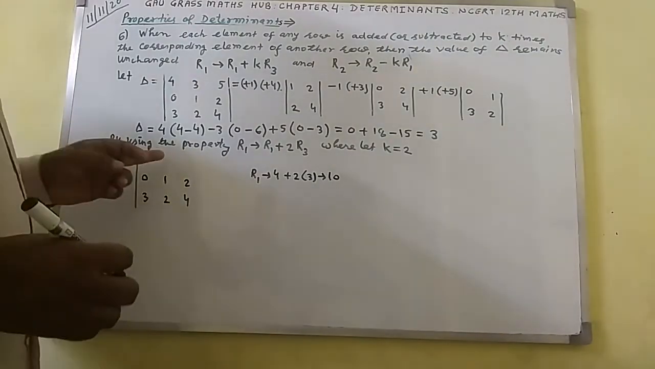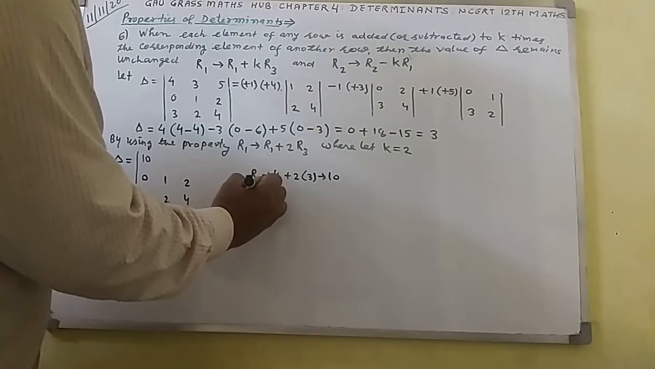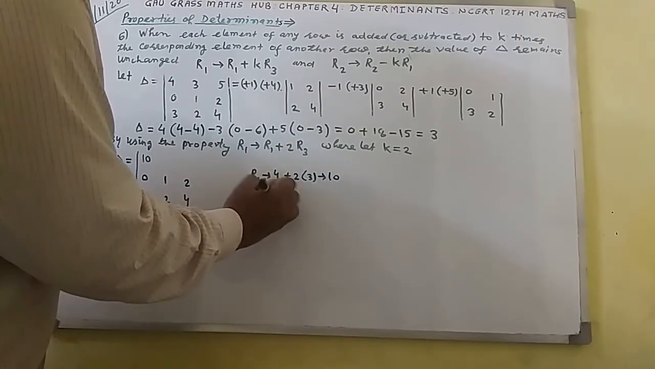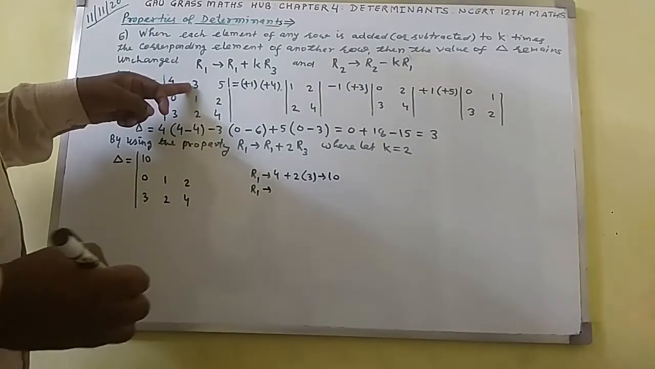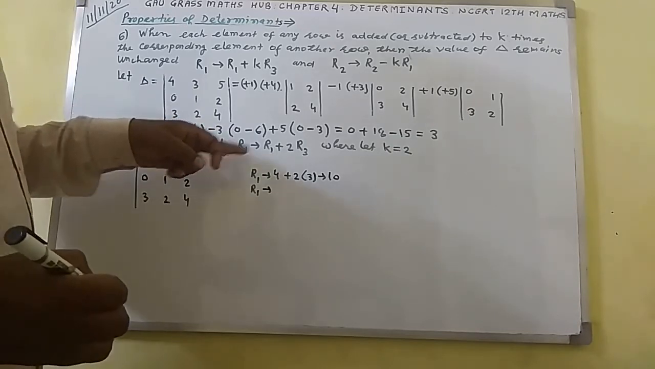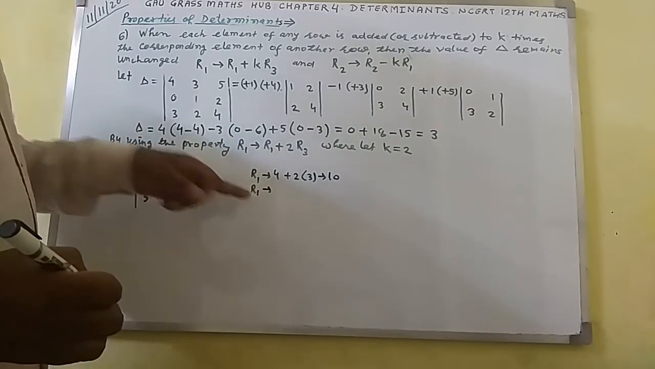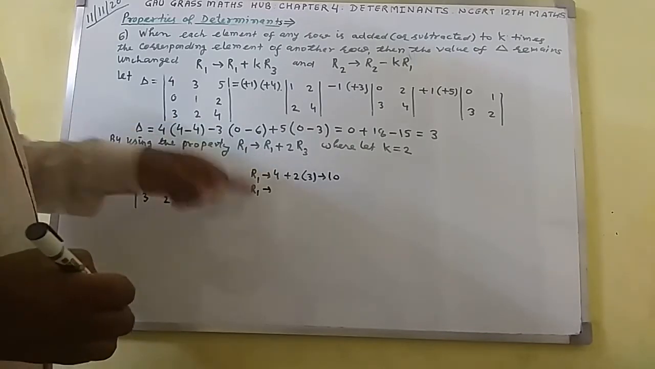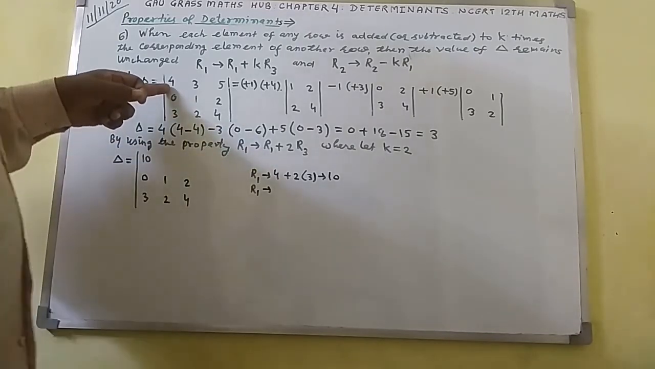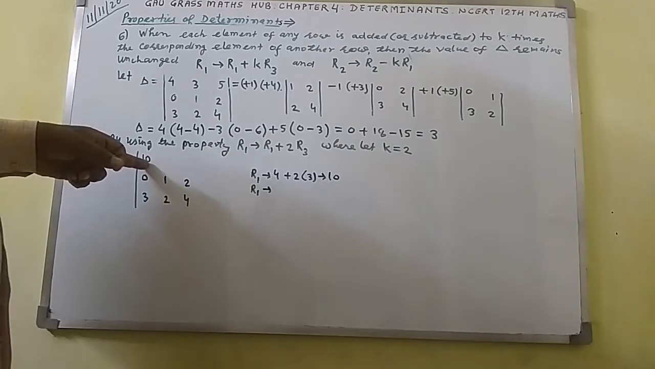Again, for this element you can write here again. R1 goes to, for this element. If R1, here you can see R1 is there, here R1 is there. So here R1 I have written. So in place of R1, this element I have already done as written 10 here.